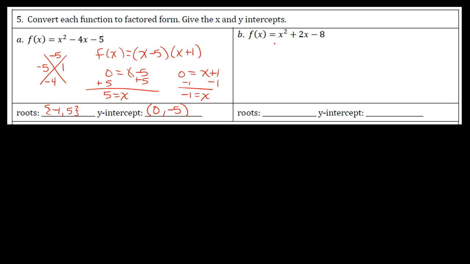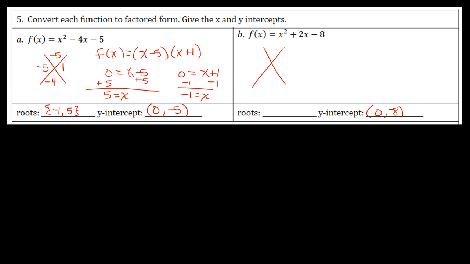Okay, 5b, y-intercept, it's in standard form. That's the benefit of standard. Now we're going to find factored form, and that will be the benefit for factored form: easily identifying the roots. Again, there's no GCF. My A is not negative.